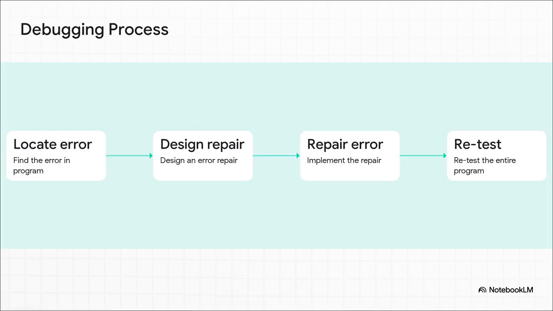And hey, human beings make mistakes, right? So implementation naturally includes a structured debugging cycle. It's a constant loop. You locate the specific error, you design a targeted repair, you actually fix it, and then you rigorously retest the program. It's this essential, repeating, microscopic loop humming along inside the larger building process.